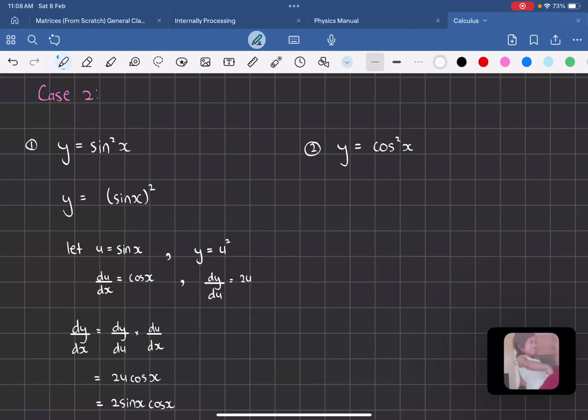Right, so the rest of you, try to figure out the first derivative of cos squared x.